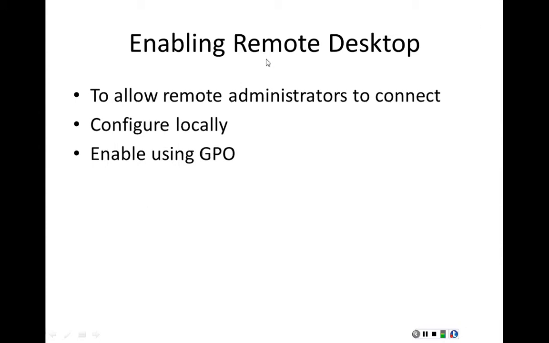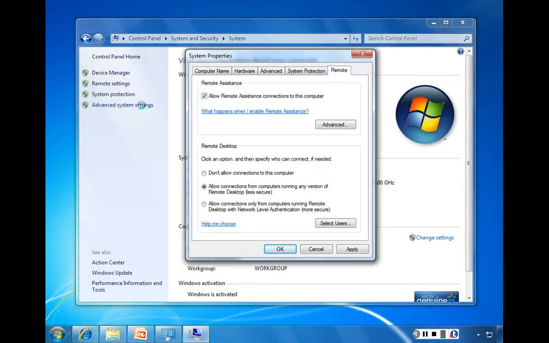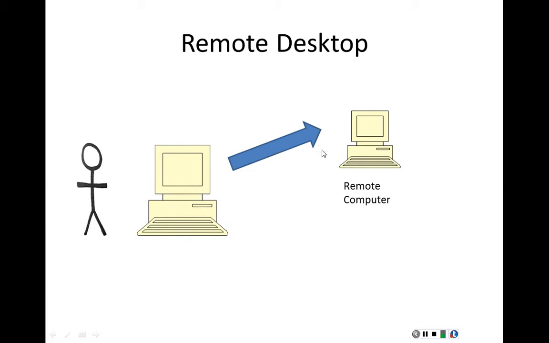To enable remote desktop, you go into Control Panel, under System and Security, and into System, and then you select Advanced System Settings. Under Remote Desktop, you clear the checkbox that says Don't Allow, and then you select the radio button that says Allow connections from computers running any version of Remote Desktop. And then when I do that, that allows me to remotely connect to that computer. That's Remote Desktop. Very convenient.